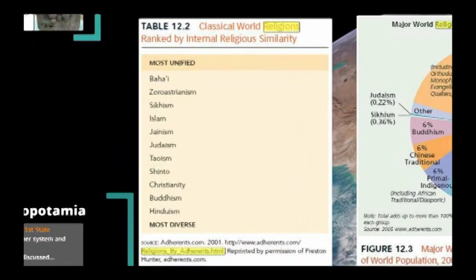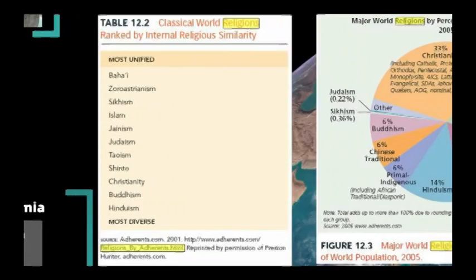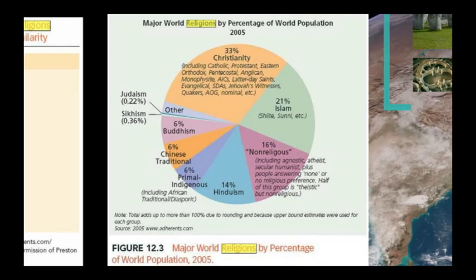Here's just an interesting table ranking internal religious similarity. So at the most diverse, you have your Hinduism, Buddhism, Christianity. Then you have most unified: Baha'i, Zoroastrianism, Sikhism, Islam. And here are the major world religions by percentage of world population. Currently 33% Christianity, 16% non-religious, 21% Islamic. And you see varying percentages for different ones. When I see this, I cannot help but think about memes, competing memes. For what are they if they're not ideas? They're constantly in competition, right?